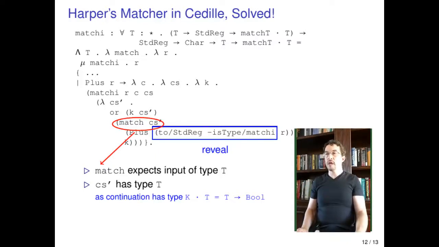The match function is coming into match I, and it's expecting type T, where T is actually just some abstract type. We really don't need to know much about it, except we can recurse on it. If you're looking at the type signature of match I at the top, we can recurse on it, and the suffix comes in at that type. And so when we call match of C's prime, match is expecting input of type T, and C's prime has type T because C's prime is the input to the continuation, and the continuation, as I noted there in blue, has type KT, which is T to bool.